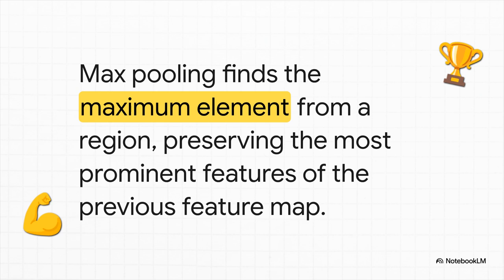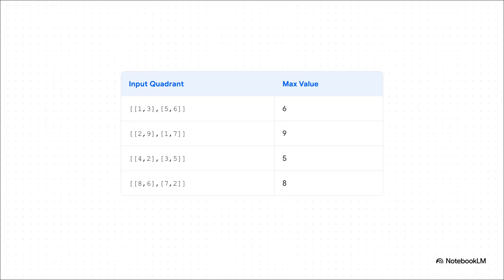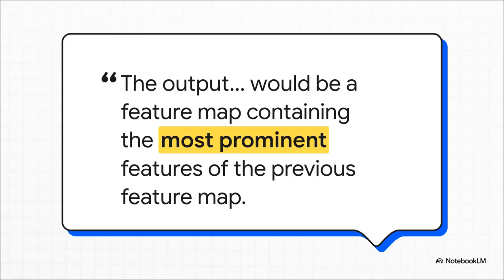Its entire goal is to find the absolute strongest signal in a little area and make sure that signal gets passed on. So look at this example. We have a 2x2 window sliding across. In that top left corner, it sees the numbers 1, 3, 5, and 6. What's the biggest? 6. So 6 is the new value. Move over to the top right. The biggest number there is 9, and so on. You see? We're just grabbing the peak value, the strongest signal from each little neighborhood. The whole idea here is to hold on to the most prominent features.